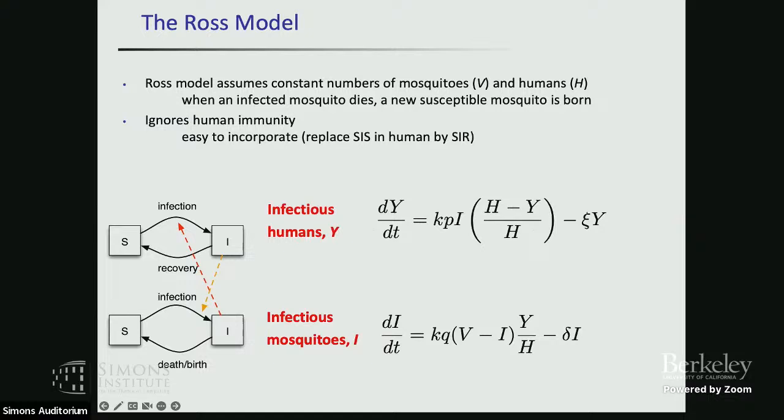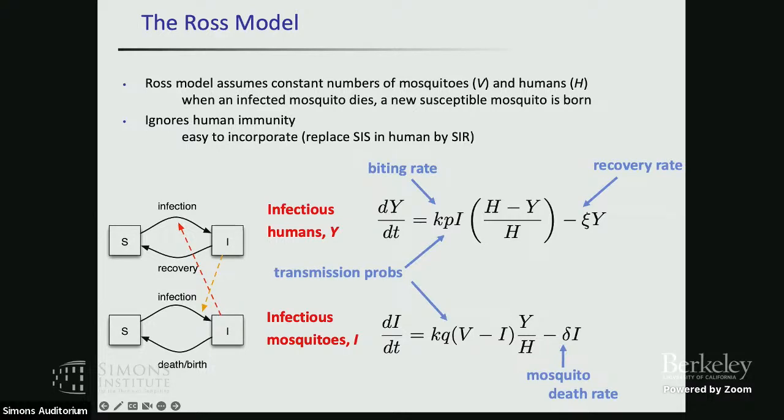And in this formulation, at least in the simplest model, it ignores human immunity, but that's easy to relax that assumption. And so these are the two differential equations for the infectious humans and for the infectious mosquitoes. And just to highlight a few things that are going on here. So K is the biting rate, the per mosquito rate at which they bite humans. P and Q are the transmission probabilities from mosquito to human and from human to mosquito.